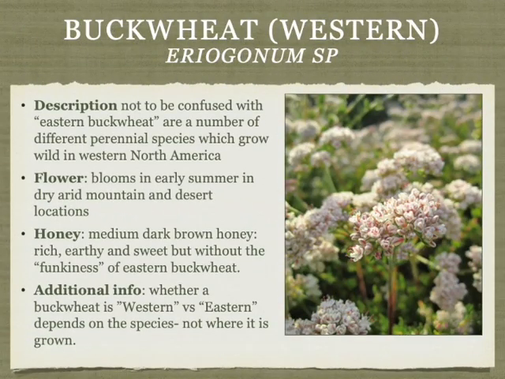Now, western buckwheat is a perennial, a number of species in the Eriogonum genus. The honey is also medium dark amber, rich, earthy, sweet. It's a lovely honey, but it does not have any of the funkiness of the common or eastern buckwheat. So if you're going to get buckwheat honey, it's very important that you distinguish between these two, because if you don't want that funkiness, you're going to be unhappy if you get eastern buckwheat that was sold as western buckwheat because it was grown in the West, even though it's Fagopyrum.